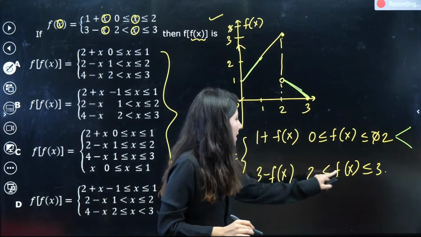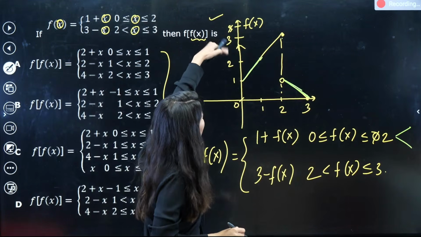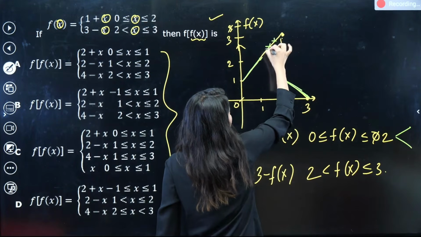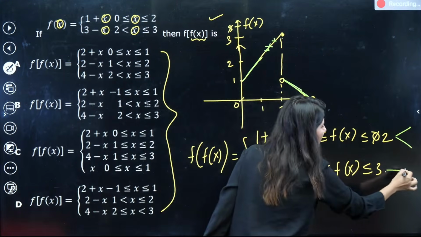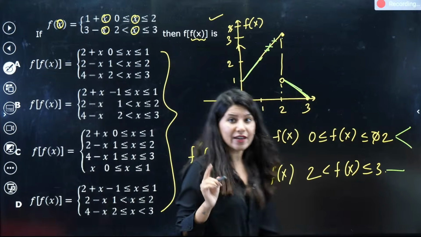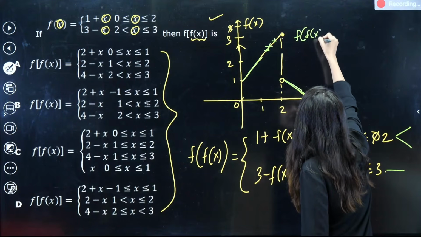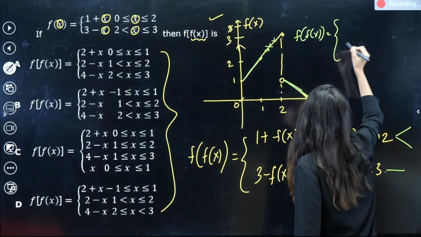What about this? My f(x) is from 2 to 3. So from 2 to 3 on y-axis. So clearly this thing is there. So this will have only a single branch. Okay. So now I'm gonna write f of x clearly. So f of x, final f of x, right?